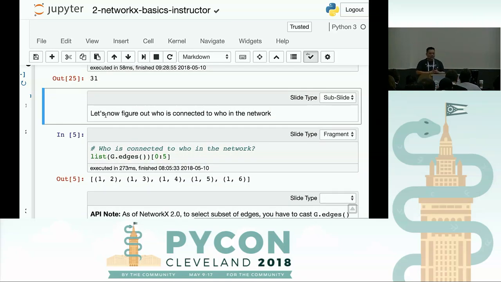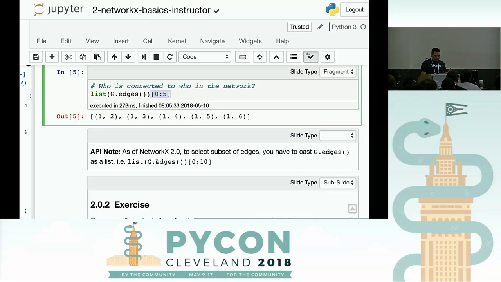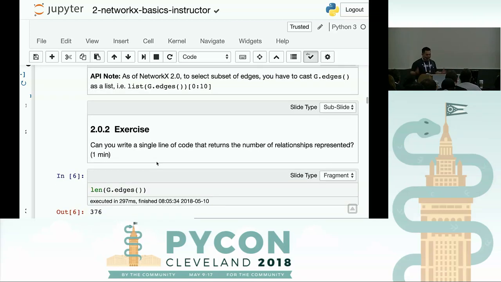Now the next thing that we need to know is who's connected to who, or how many edges are present in the network. If we want to get a list of all of the edges, again, if you do g.edges, you will get an edges view. You have to cast it as a list. Then you can figure out what edges exist. So with that, go to the next exercise, which is the number of relationships that are present. When you're done, please give me a thumbs up.